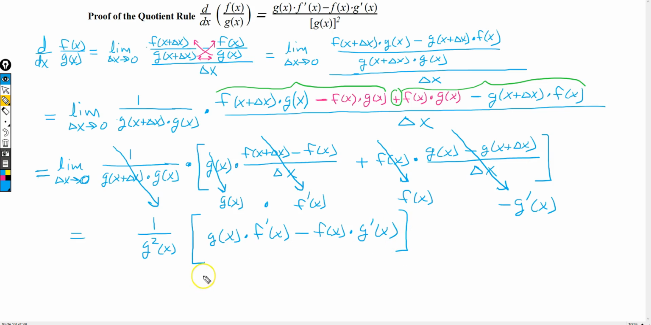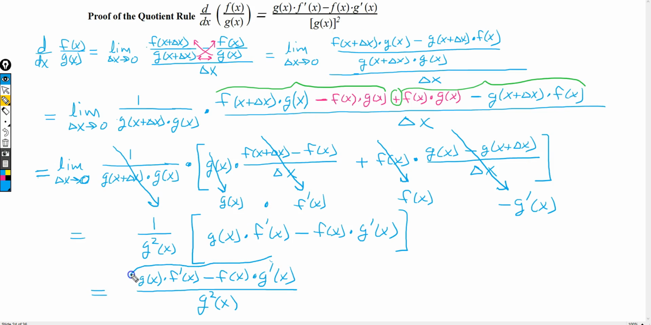And we have our quotient rule. Notice if we simplify this a little bit, we can write this as g times f prime minus f times g prime. And then all of this is being divided by g squared of x. And that is exactly what our quotient rule up here is stating. And so we have now proven the quotient rule.